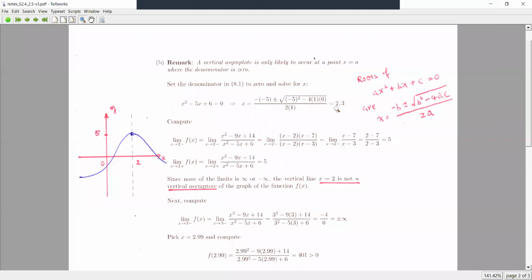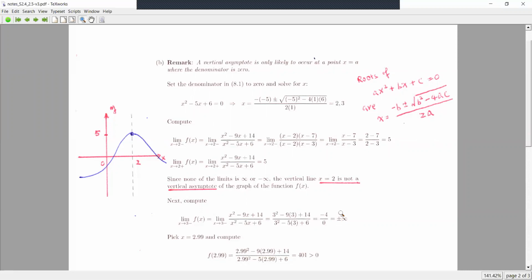Now, we turn to compute the limits at point 3. For the left-hand side limit at point 3, we plug in the number 3 for x. Then the limit is equal to this number. This number is -4 divided by 0. A non-zero number divided by 0 is infinity, either positive or negative.